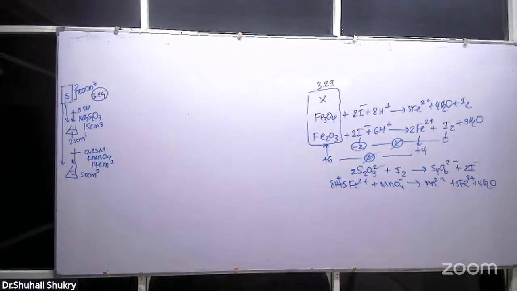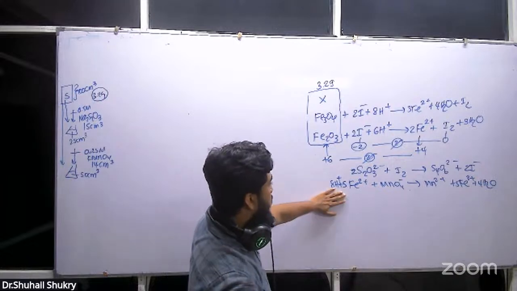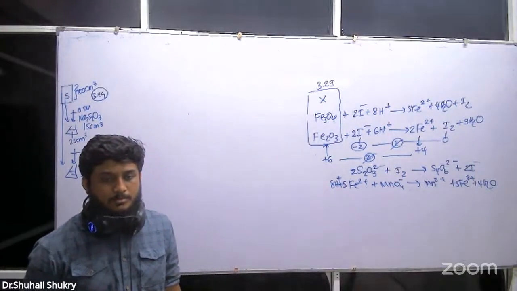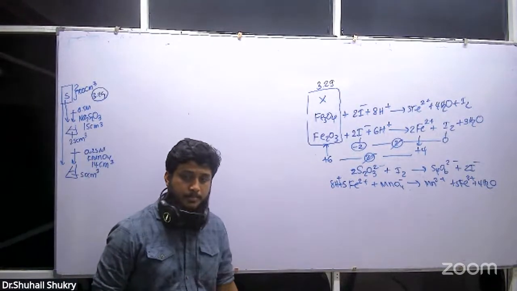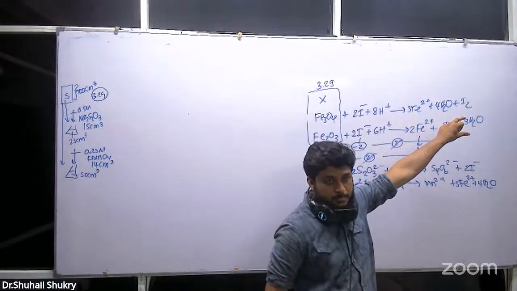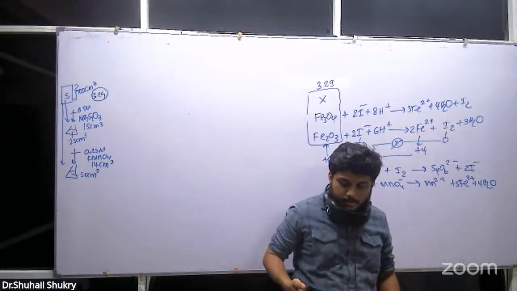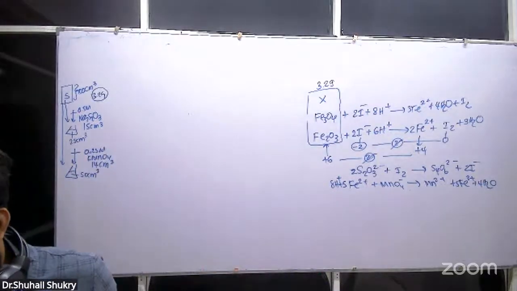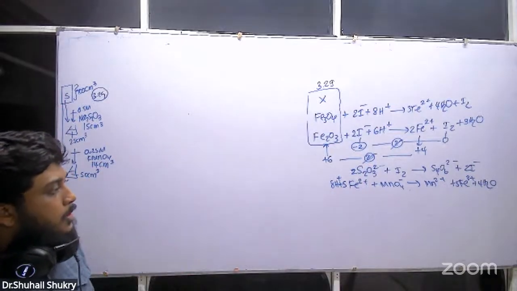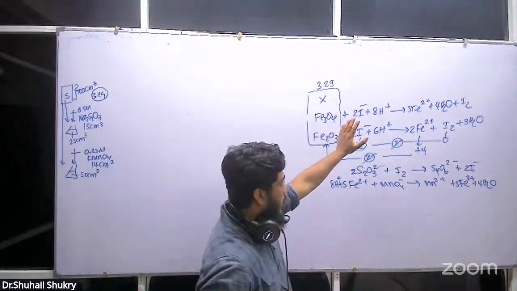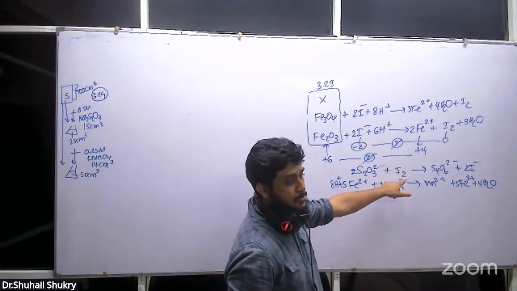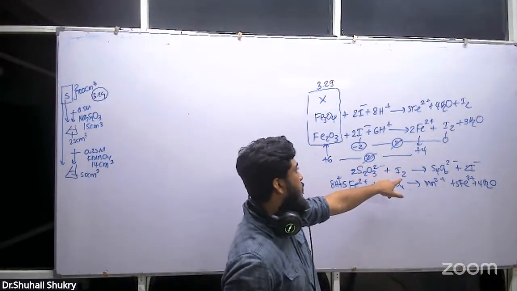What is this Fe2+? Where did this Fe2+ come from? From both Fe3O4 and Fe2O3, Fe2+ came. If Fe2+ comes from both places, whatever Fe2+ came from here is only reacting here. Then the next one is I2. Where did I2 come from? That also came from this.